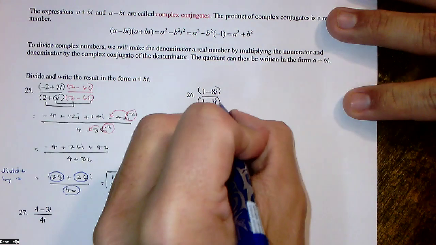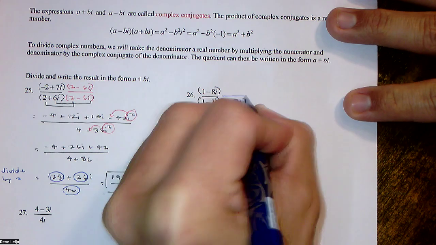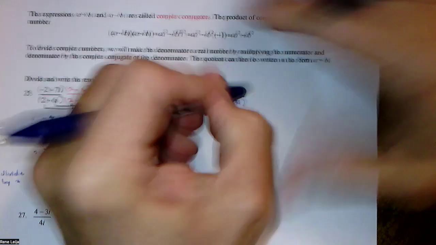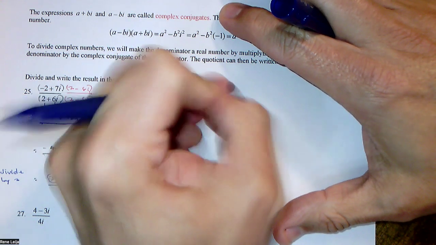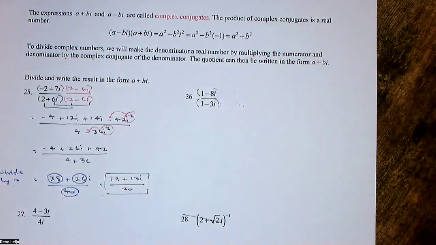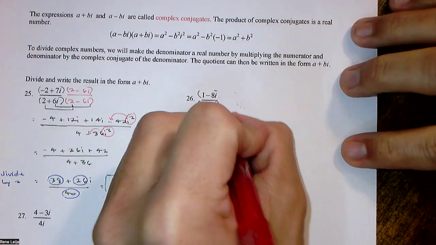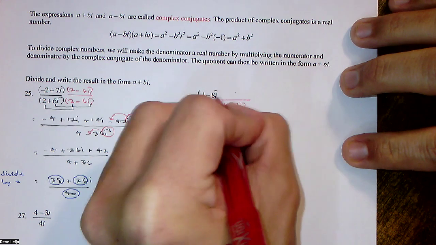All right, so the conjugate is going to be 1 plus 3i. Oh, I meant to do this in red, sorry. Okay, so let's do that. So 1 plus 3i, top and bottom.